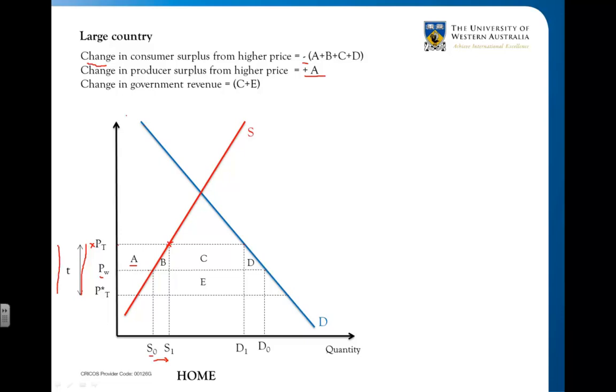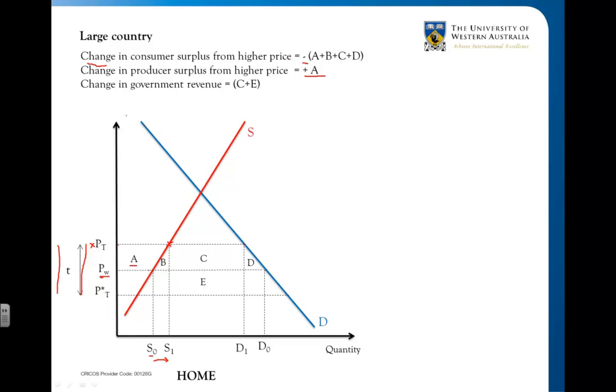So that's why the change in the government revenue is from zero, obviously, because before there was a tariff, the government revenue was zero. With the tariff imposed, the revenue that they're going to collect is the size of the tariff per unit multiplied by the size of the imports, and that's D1 minus S1 there.